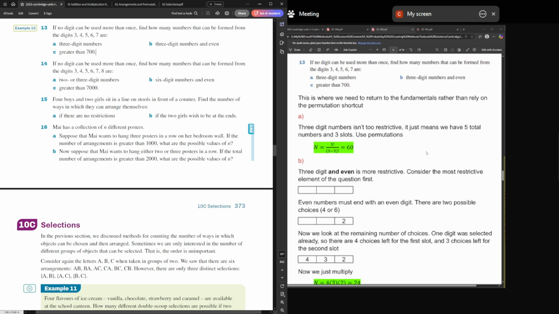Like freestyle, it doesn't have to be 3 digit in this case? That's a good question. Yeah, it doesn't have to be 3 digit anymore, does it? Anything greater than 700. Oh, yeah, that made it much more complicated, didn't it?